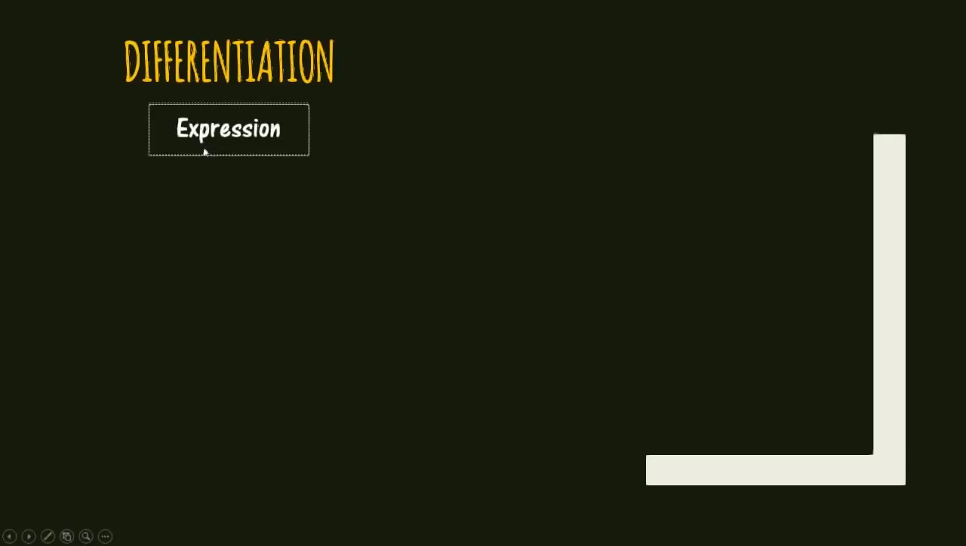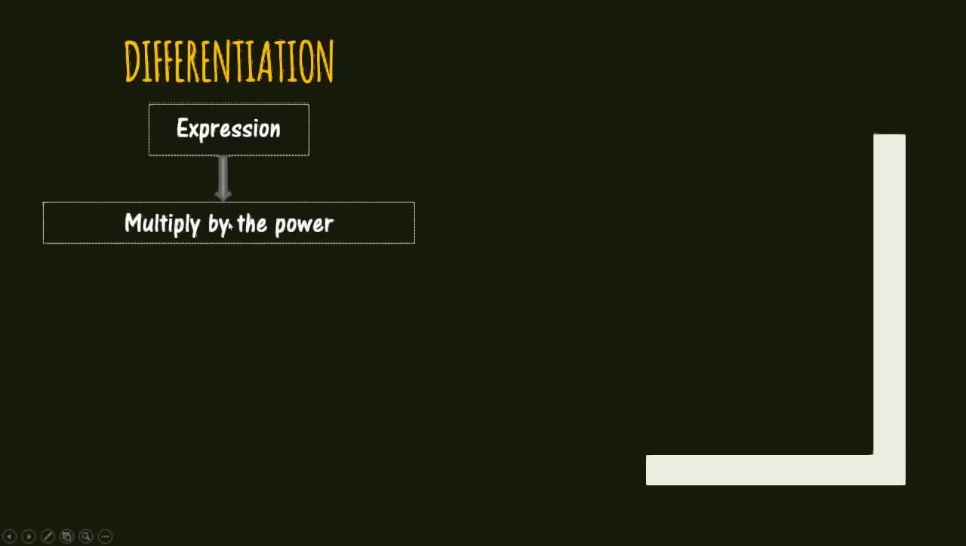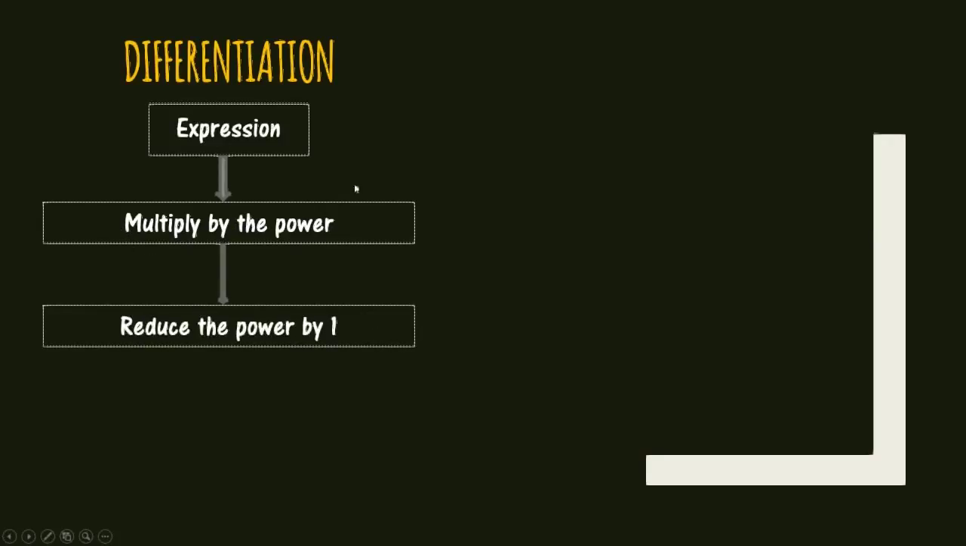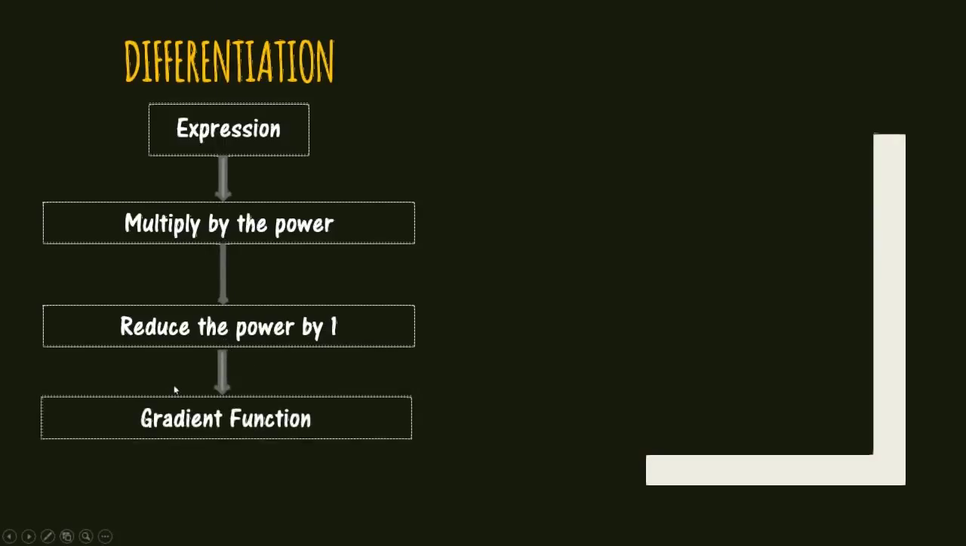Okay, so let's go through the process in a little bit more detail and examine the two of them. So when you're differentiating, you start off with an expression that links y and x, or two variables. To differentiate, you multiply by the power and reduce the power by 1. So if it's x squared, you multiply by the 2, and then you reduce the 2 to become 1, so that becomes 2x. And that gives you your gradient function.